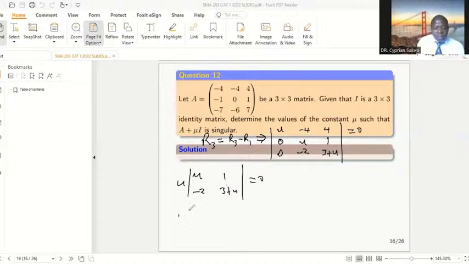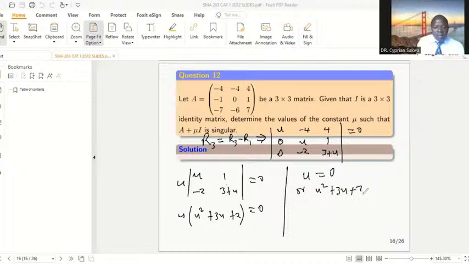Now, this is same as this. Multiply that, I have mu squared plus 3mu plus 2. And this should be equal to 0. So what this means is that mu is 0, or mu squared plus 3mu plus 2 is also 0.